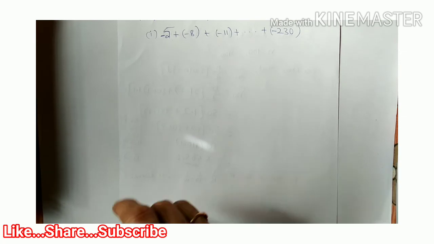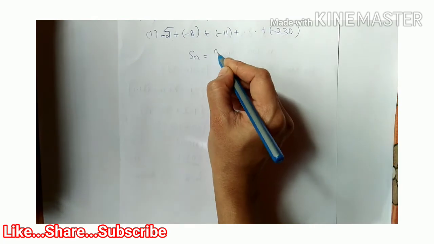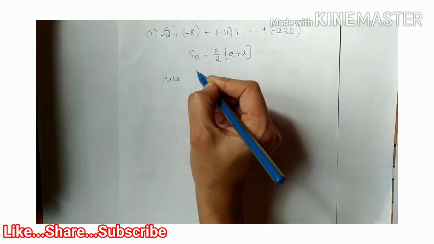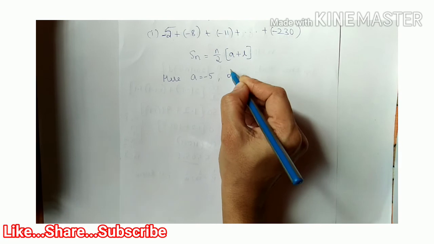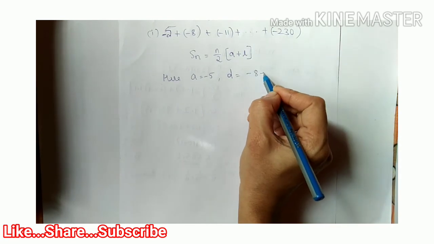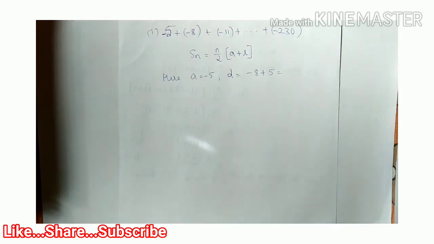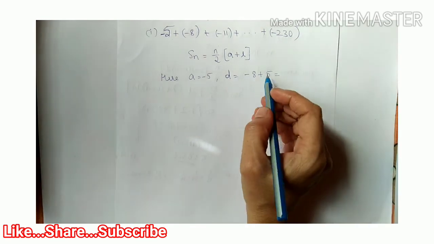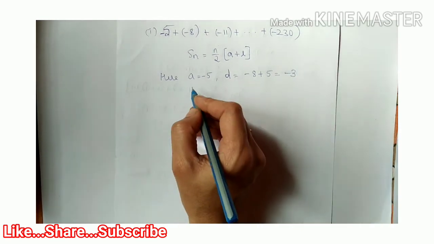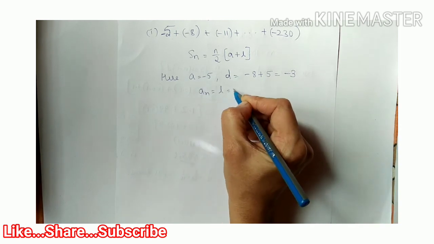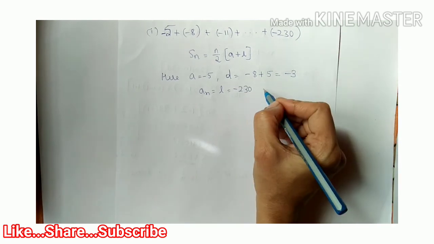Next type of example, find the sum of the AP -5, -8, -11 up to -230. In this we know the first term and the last term. So the sum of the first n terms is given by Sn = n/2 (first term + last term). Here a is -5, d is -8 - (-5) = -8 + 5 = -3. l, or an, is -230. We have to find n.